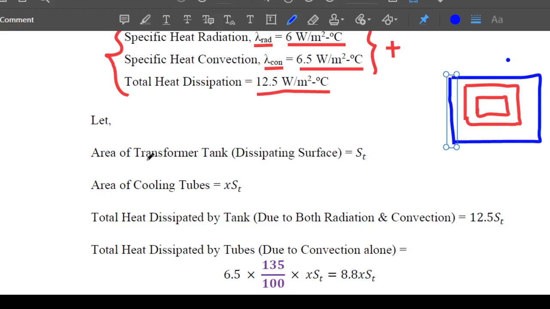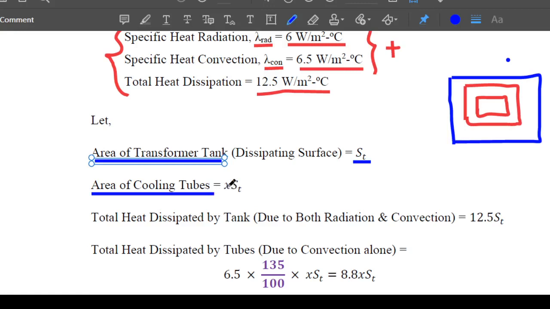Suppose I take the area of the transformer tank as ST. S indicates surface area and T indicates tank. Suppose I assume the area as ST, what will be the area of cooling tubes? The cooling tubes will be available inside your transformer tank, so they will be occupying some portion of your transformer tank. So what I can say is the area of cooling tubes will be some amount of ST, and that amount I am denoting as X.